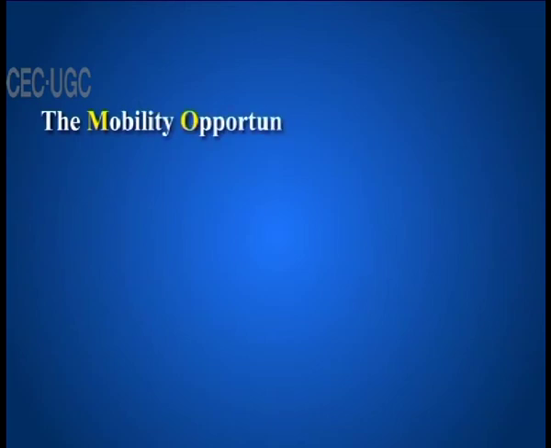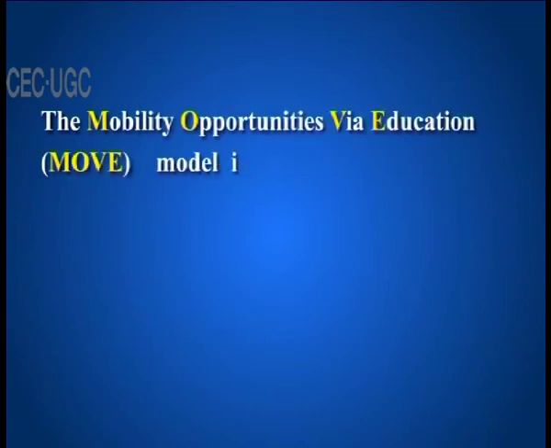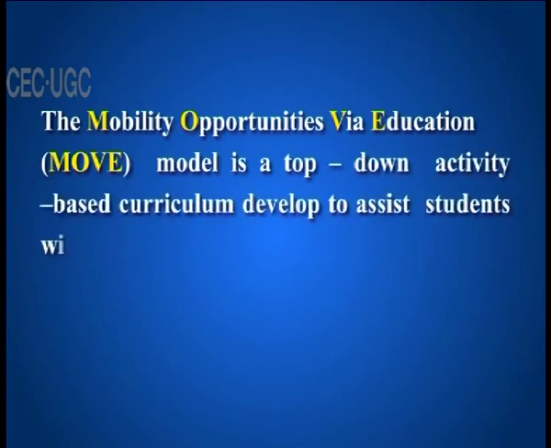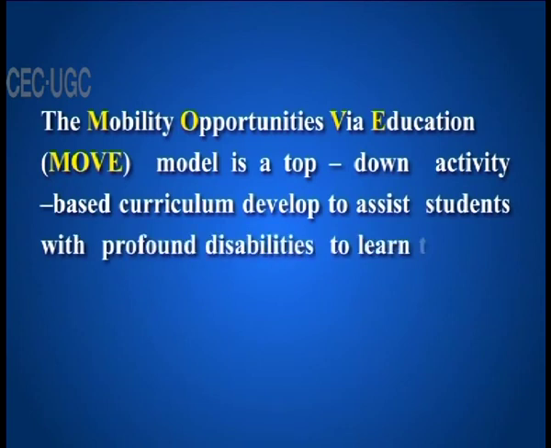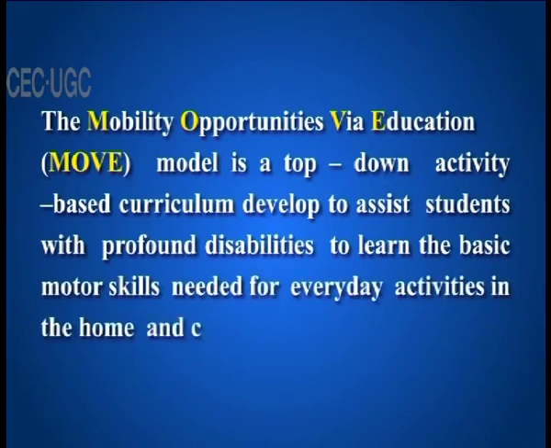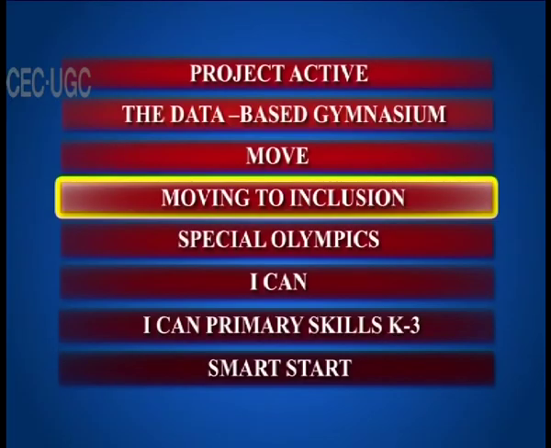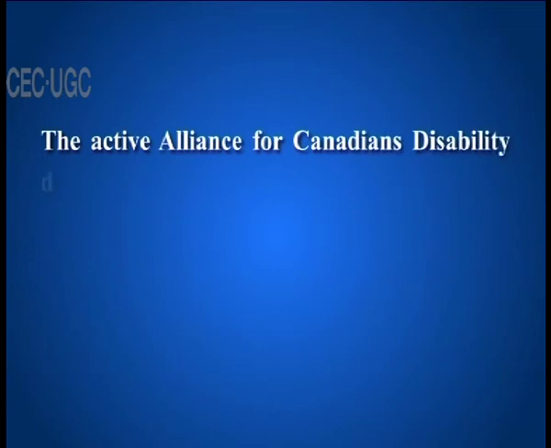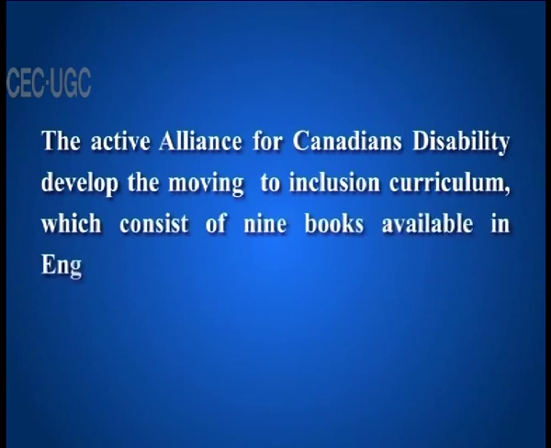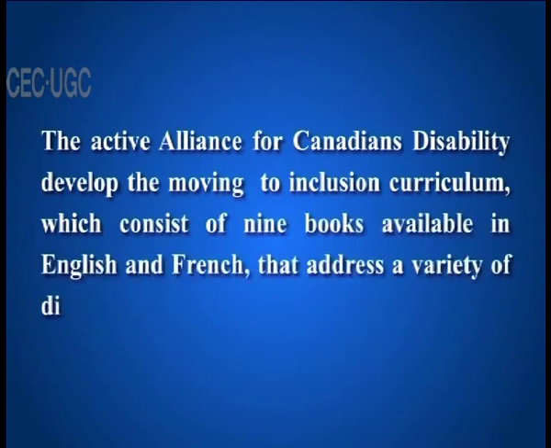The Mobility Opportunities Via Education, or MOVE, model is a top-down, activity-based curriculum developed to assist students with profound disabilities to learn the basic motor skills needed for everyday activities in the home and community. The next model is Moving to Inclusion. The Active Alliance for Canadians with a Disability developed the Moving to Inclusion curriculum, which consists of nine books available in English and French that address a variety of disability groups.